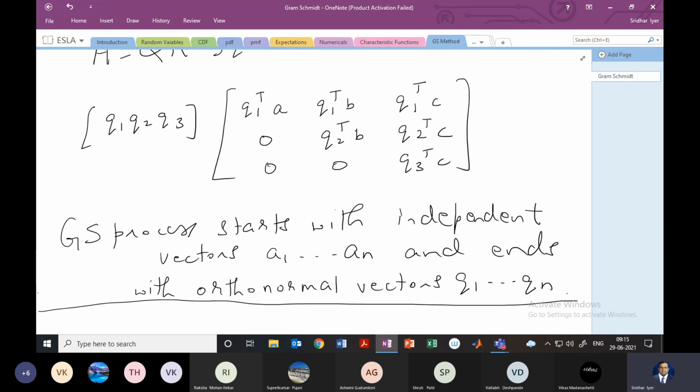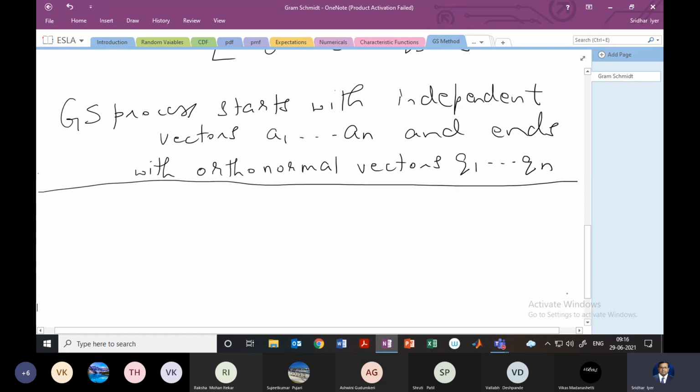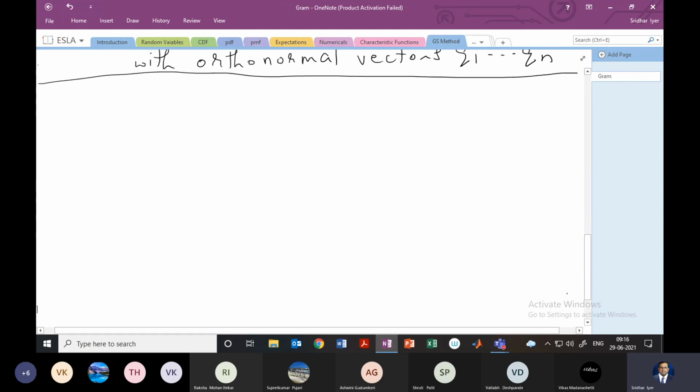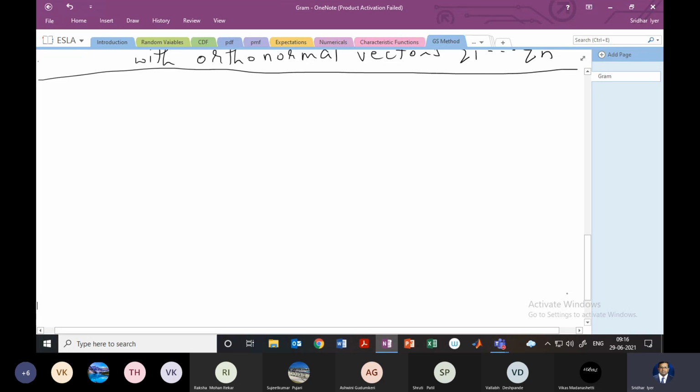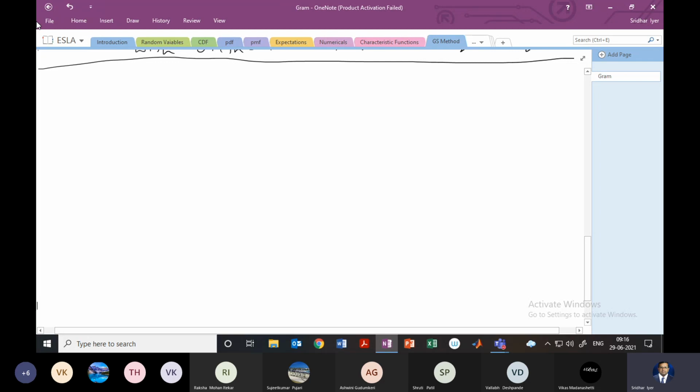So let's look at a question. I intend to solve two questions. One is to understand the steps, and the other one will be from the model question paper. So let us first take this numerical to understand the steps.